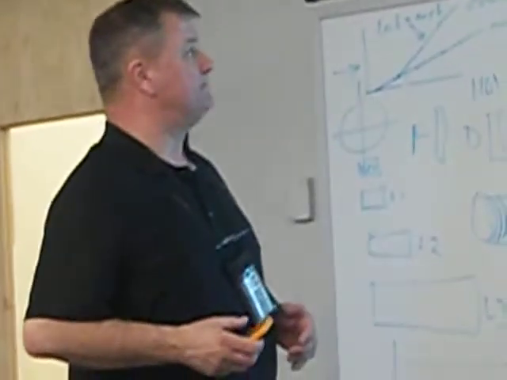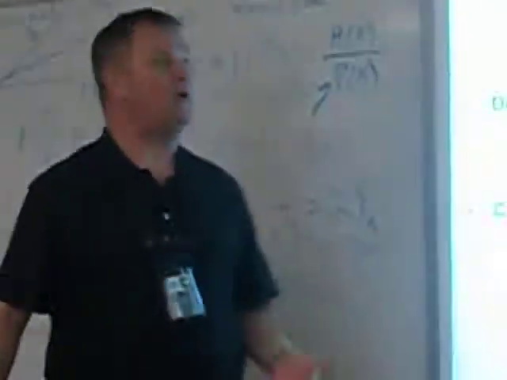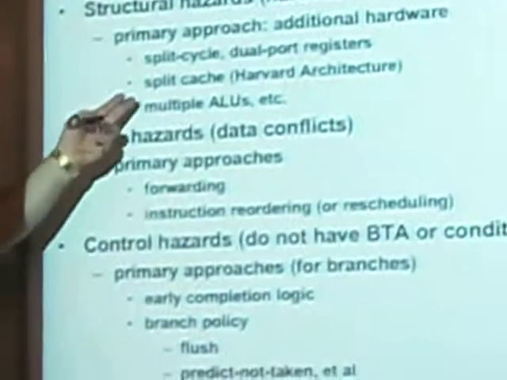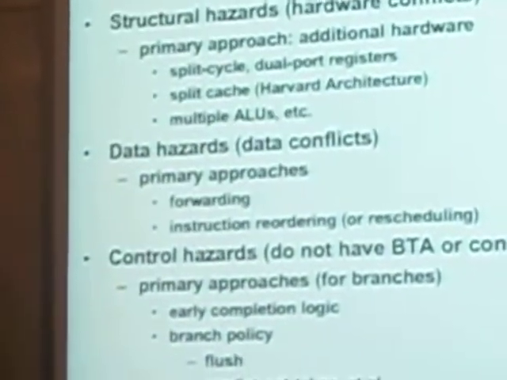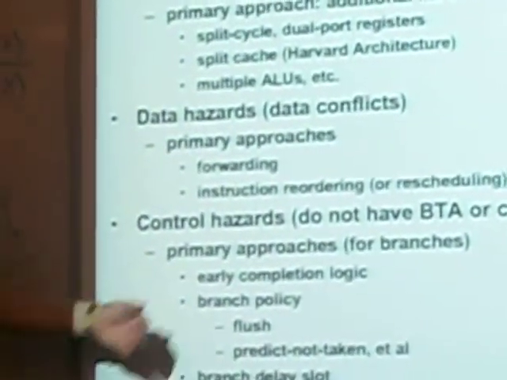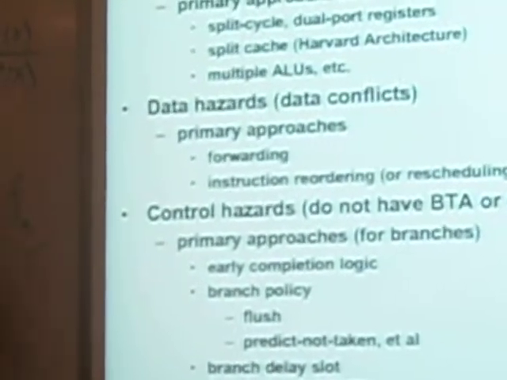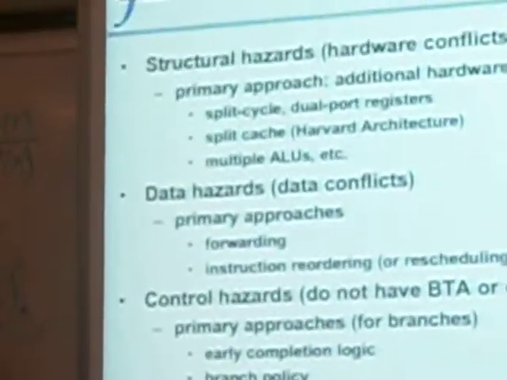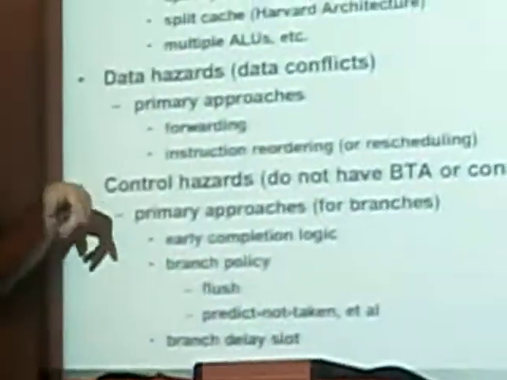Really anything that alters the sequential flow of control in a program. All right, good. So how do you deal with structural hazards? Throw more hardware at it. Right? And we saw these examples: split cycle dual port registers, the split cache, the so-called Harvard architecture, perhaps multiple arithmetic logic units, and whatnot. The principal mechanism for avoiding data conflicts we've seen so far was forwarding.